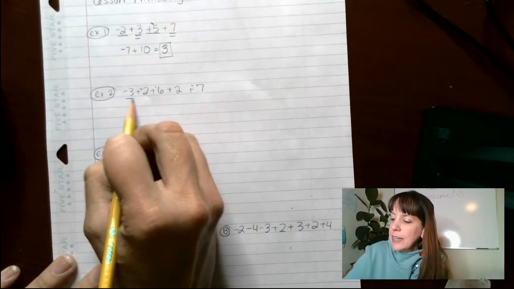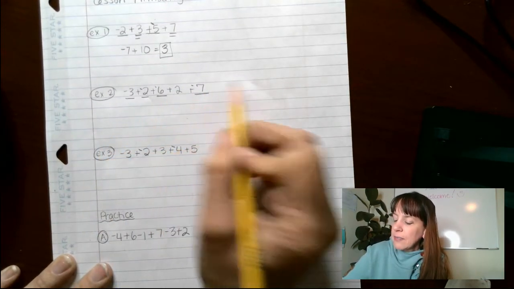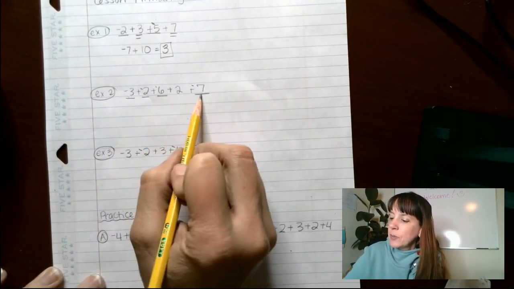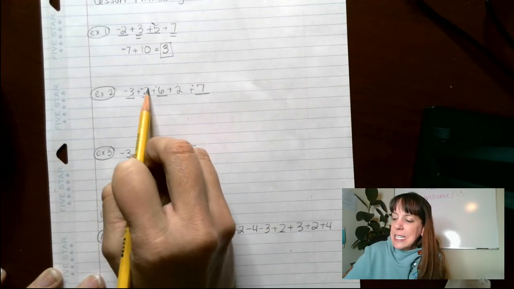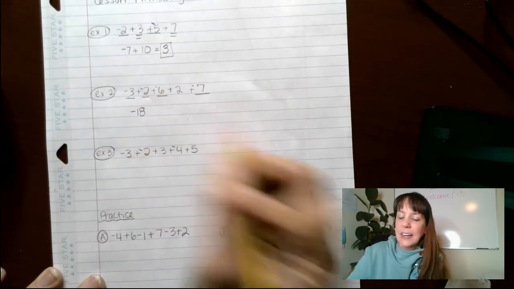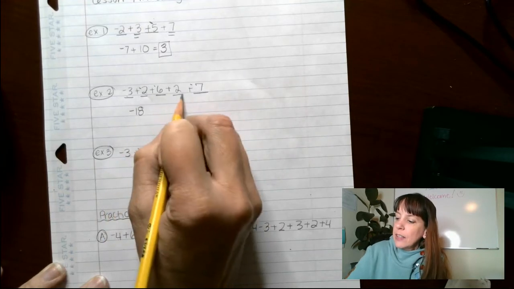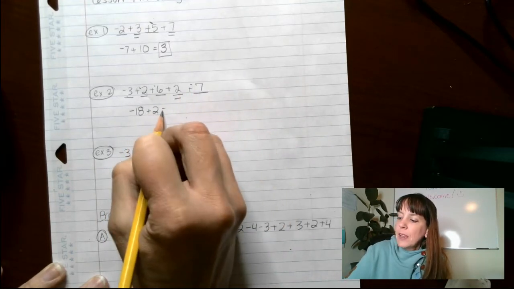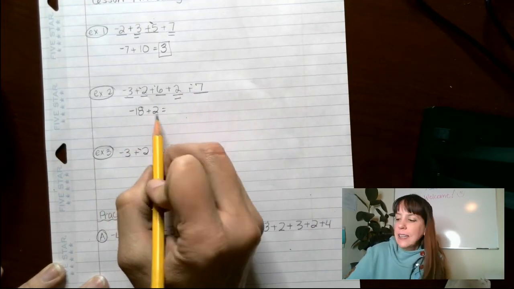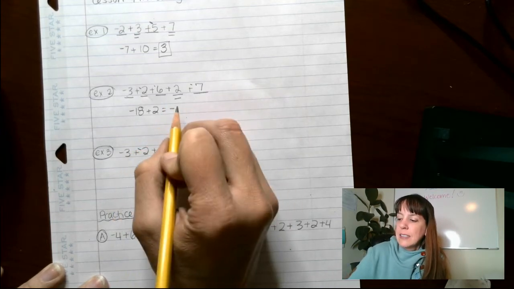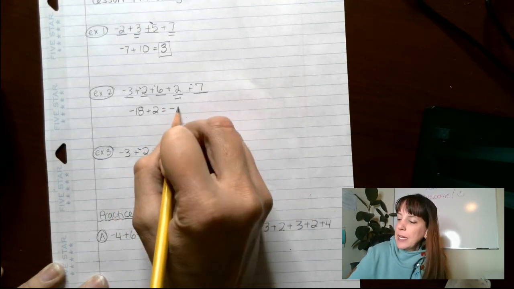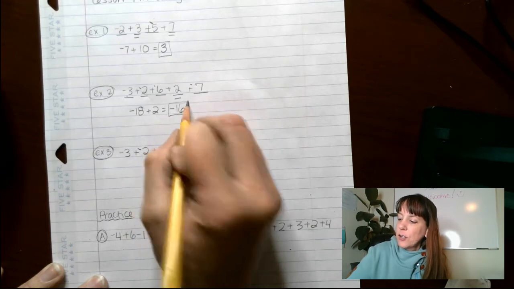Let's look down here. Negative, negative, negative, negative. Whew, that was a lot of them. 7 and 3 is 10, 16, 17, 18. So there's 18 negatives on that team. Then here's our lone positive, plus 2. Which team is larger? The negative team. By how many? By 16. So that is your answer.